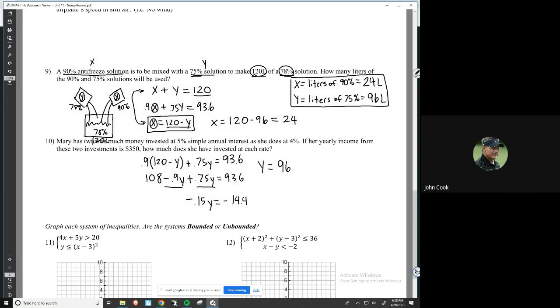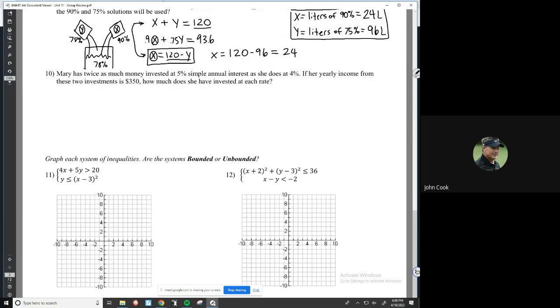All right, so that's number 9. Let's take a look at number 10. Make a little room here. All right, let's see what we got. Mary has twice as much money invested at 5% simple annual interest as she does at 4%. You need to know a little bit about interest and how investments work to answer this question. If her yearly income from these two investments is $350, how much does she have invested in each one?